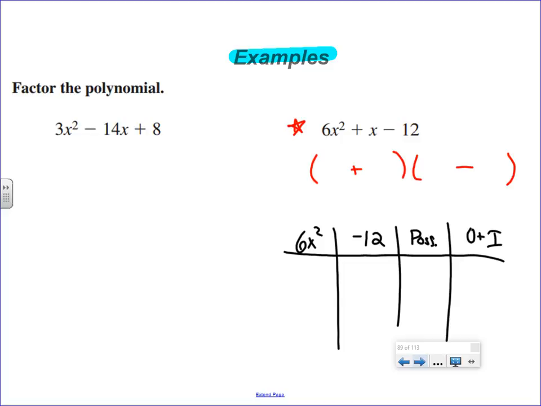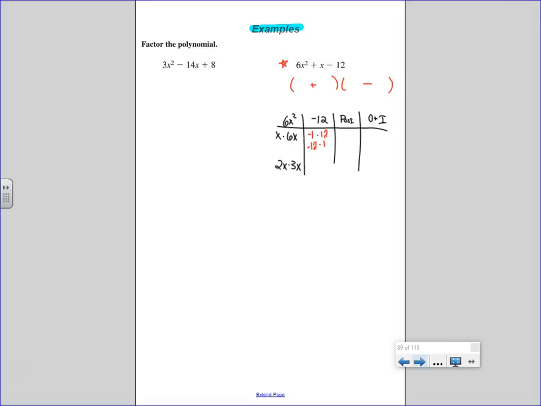Focus. What's a way to make 6x squared? 1x times 6x. Or 2x times 3x. Now, why is that a dilemma? How can I make 12? Negative 1 times 12 or negative 4 times 3. But wait, pause. Some of you have already seen the dilemma. How else can I make 12? Negative 6 times 2 or negative 2 times 6. Negative 3 times 4, negative 4 times 3.